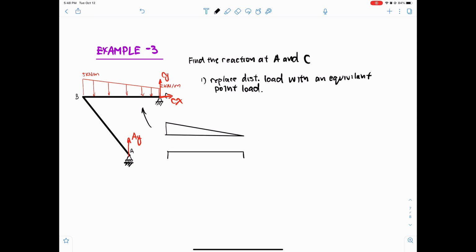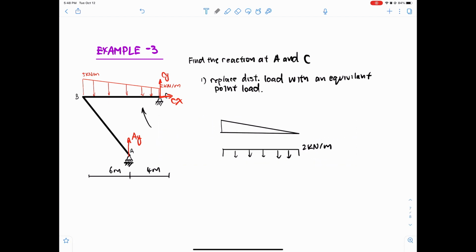Now what are the magnitudes of this? Well, the rectangular load, as you can see here, is just 2 kilonewtons per meter, right? And sorry about this, I actually forgot to add in the dimensions real quick, so let me just do that right now. All right, so from the end of the beam to A is 6 meters, followed by 4 meters. We'll shift this over, and this is actually 8 meters.